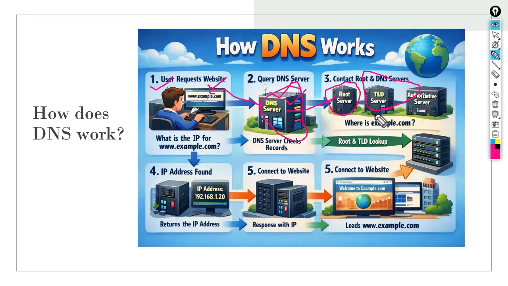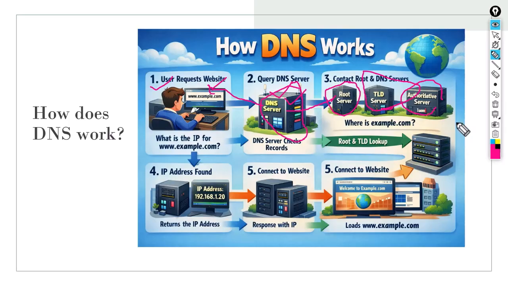Next, the resolver asks the .com TLD server, the top level domain server, where is www.google.com? The TLD server responds by pointing to the authoritative name server, which is here. What is the job of the authoritative name server? It provides the address of the domain's authoritative DNS server.